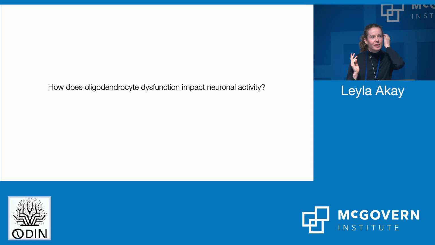So given all of these questions, I think one kind of question that stood out to us was, okay, this is interesting, but what does this have to do with Alzheimer's disease? And so I think the big picture is how does oligodendrocyte dysfunction or function impact neuronal activity in a way that could lead to mechanisms of not only memory function, but also memory dysfunction.